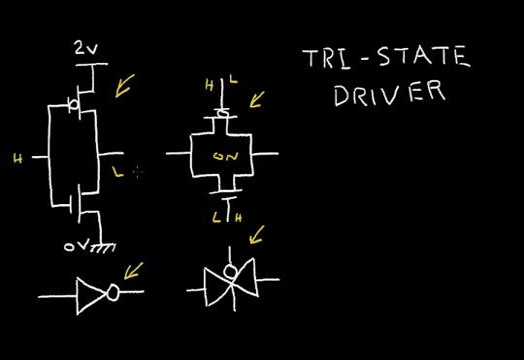Let's see what happens if we connect the output of the inverter over to the switch. So we're taking the output of this inverter, connecting it to the switch. And lo and behold, we get a tri-state driver. So let's explain what this circuit does. It's called tri-state. Tri means three. And this output node here has three different states.